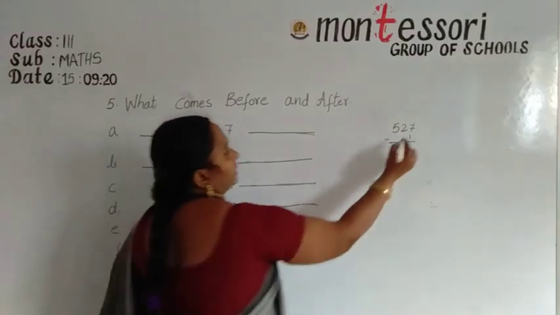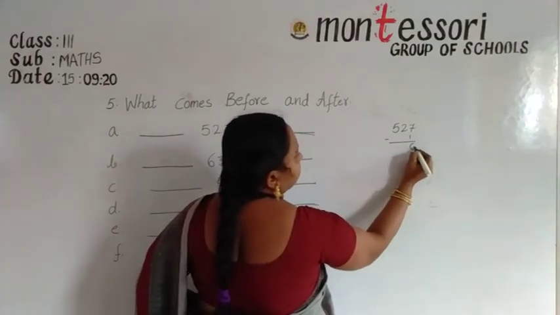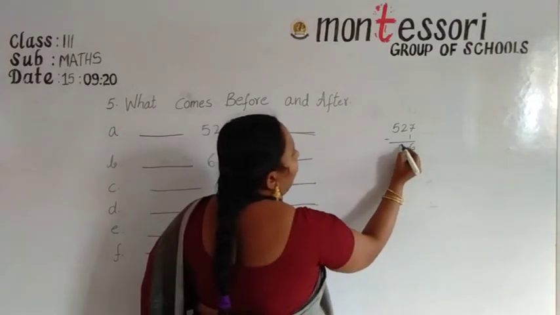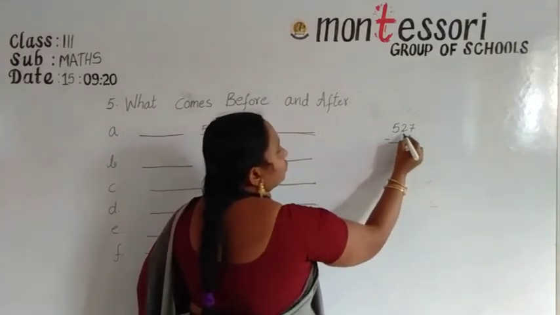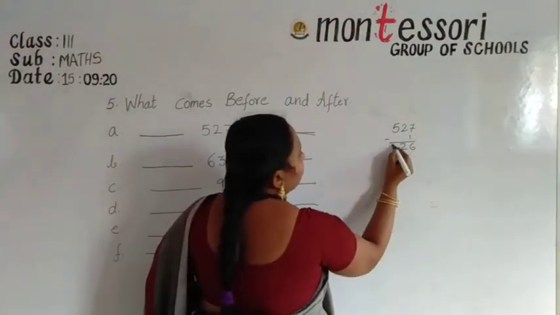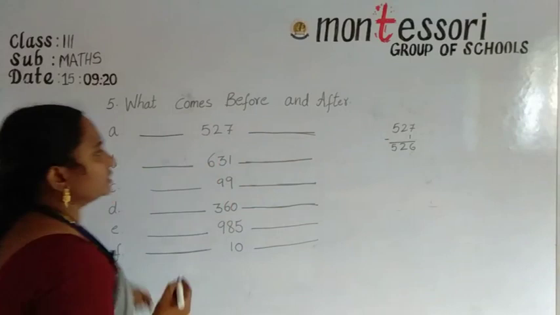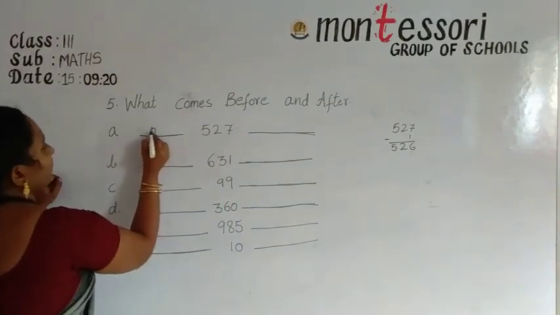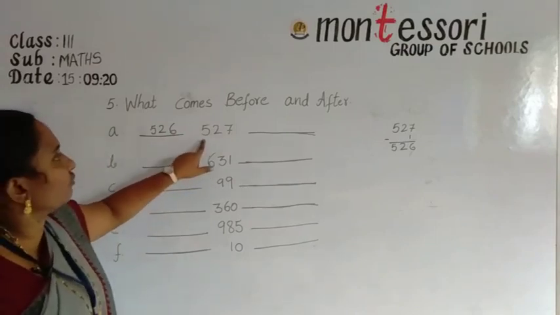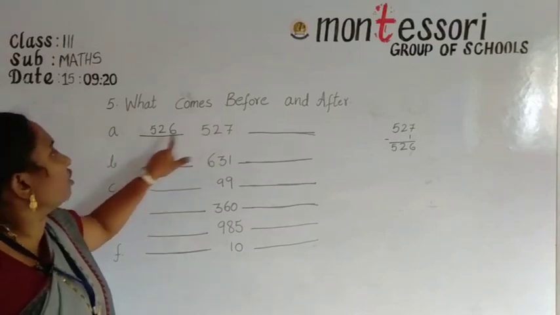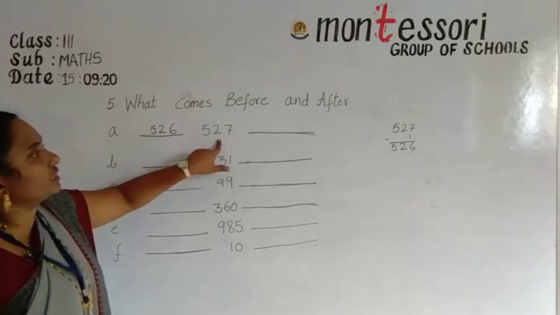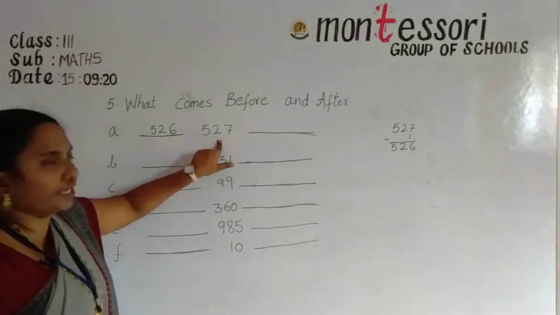So 7 minus 1, 6. And we write 2 as it is, because there is no number to subtract there, and again 5 we can write here. What is the answer? 526. Now the number that comes before 527 is 526. Understood?